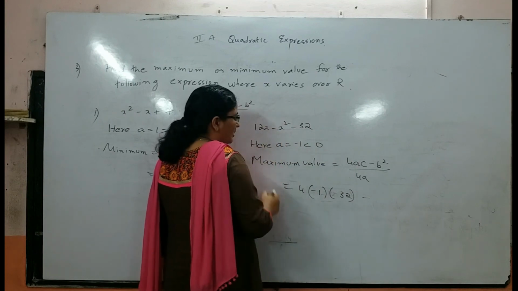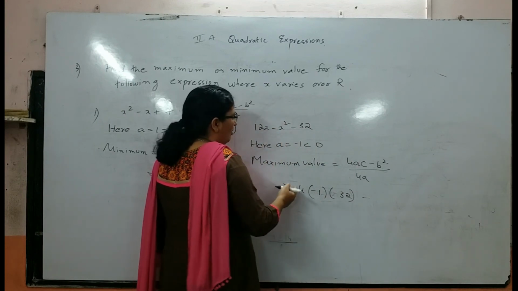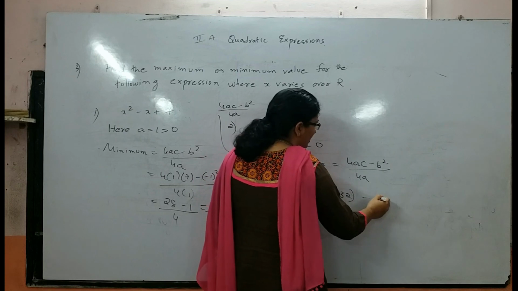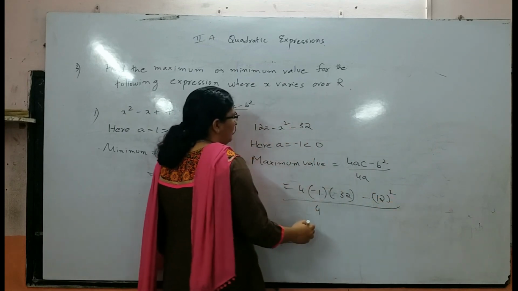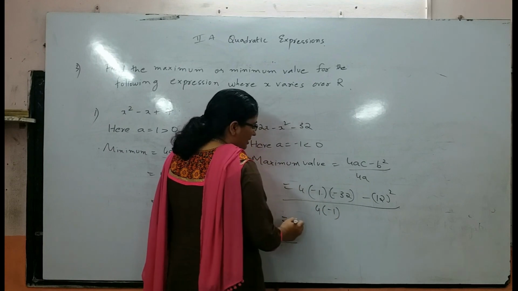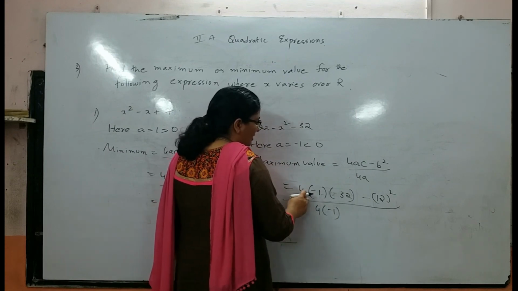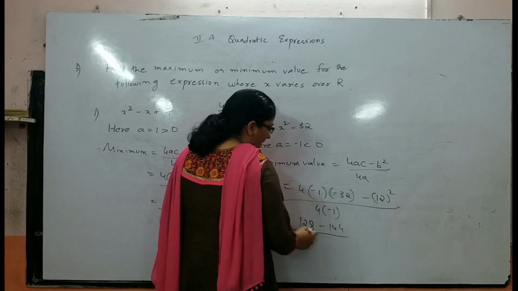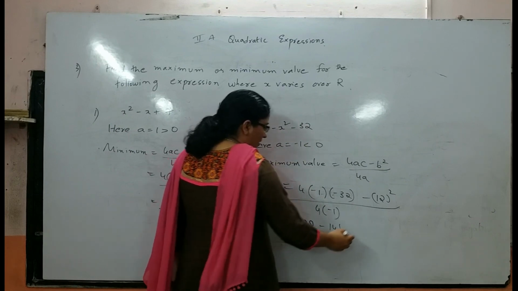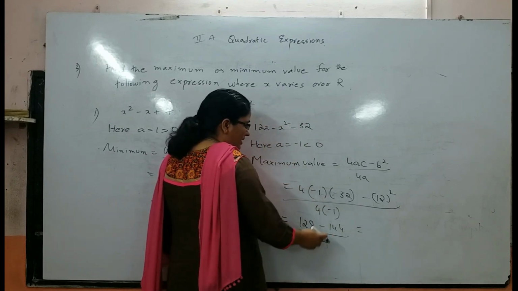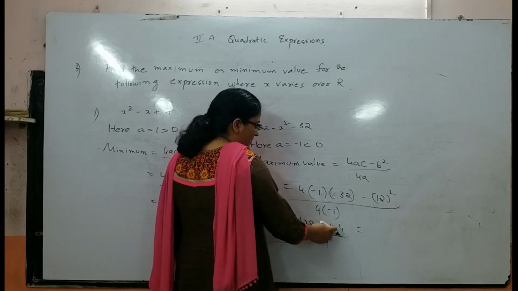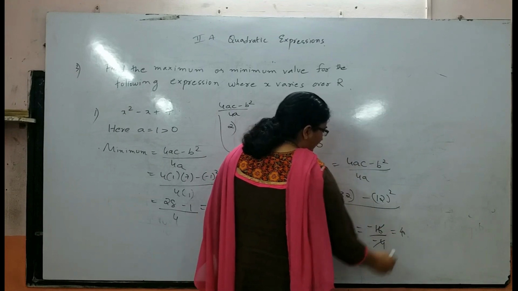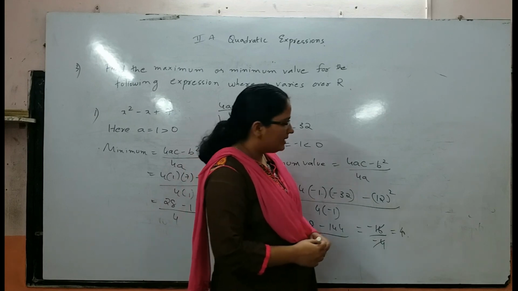minus 12x, minus 4 into a into c minus b square. b square is 12 square, by 4 into a, again minus 1. So 32 into 4, 128, minus 144, by minus 4. 128 minus 144, how much will it give you? Minus 16, by minus 4, that is 4. This is the maximum value.